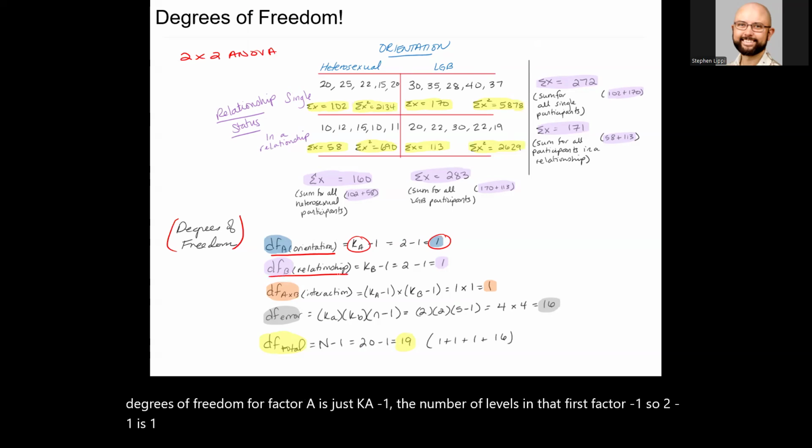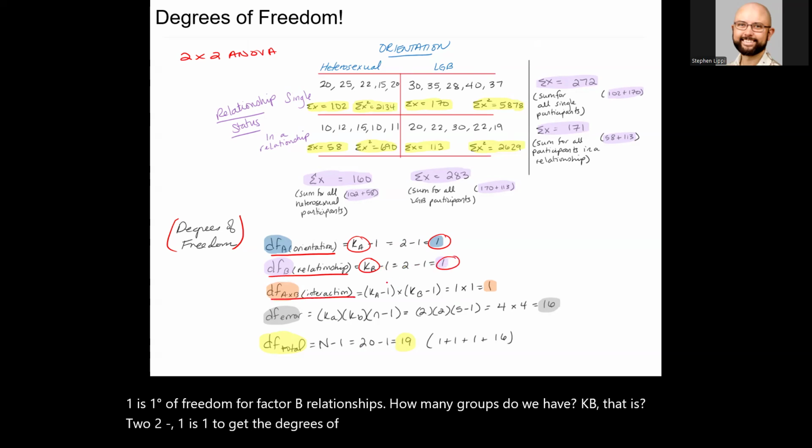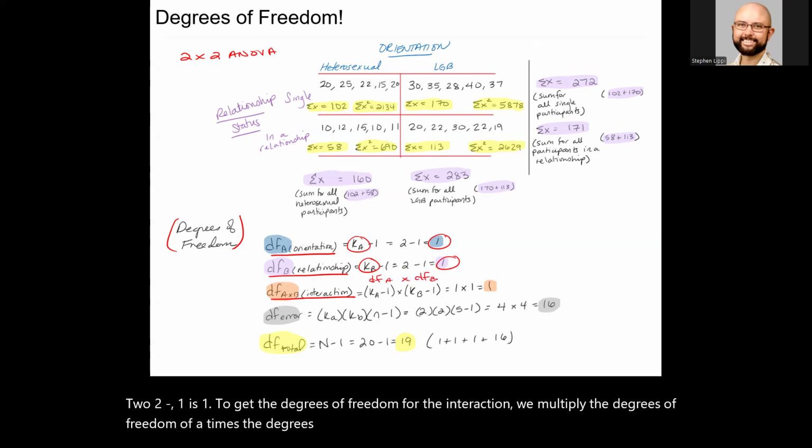Degree of freedom for factor B, relationships. How many groups do we have? Kb. That is 2. 2 minus 1 is 1. To get the degrees of freedom for the interaction, we multiply the degrees of freedom of A times the degrees of freedom of B. So 1 times 1 gives us 1.